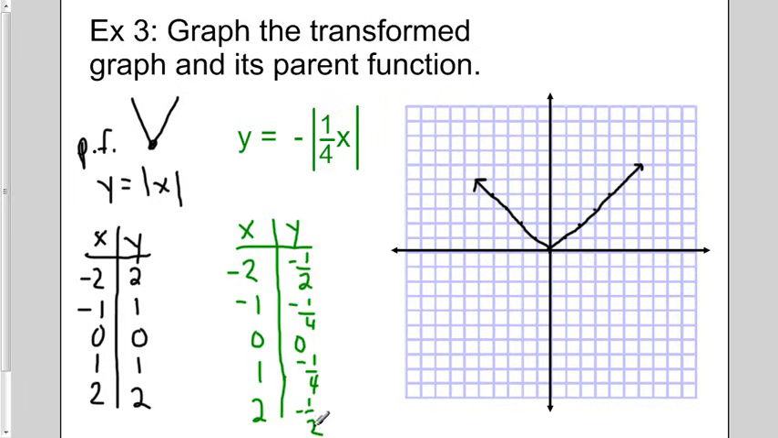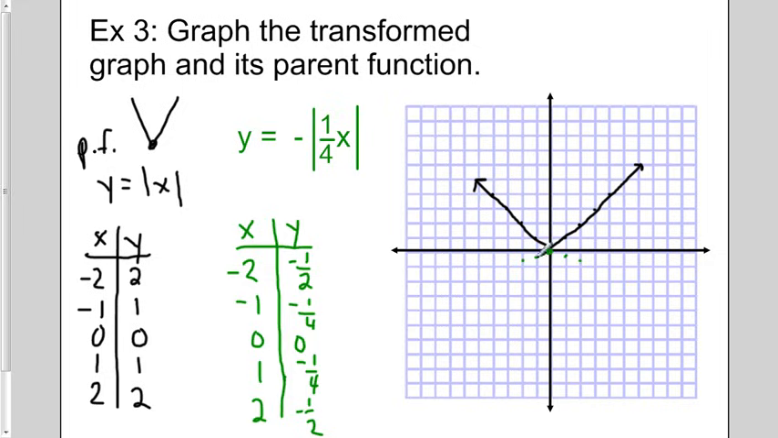Now this is going to be kind of ugly. I want to show you a better choice for x's instead. But we'll graph it nonetheless. We got 0, 0. We've got -1, -1/4. We have -2, -1/2. We have 1, -1/4, and 2, -1/2.